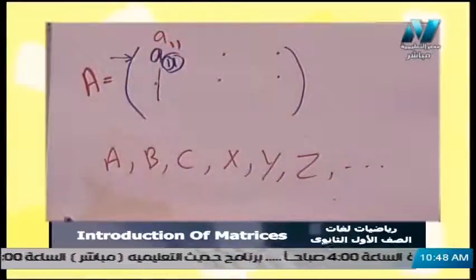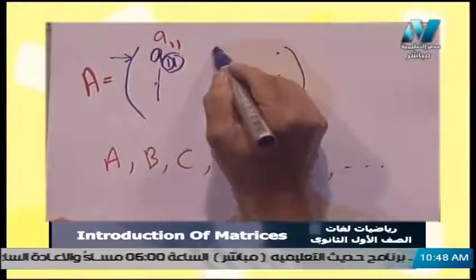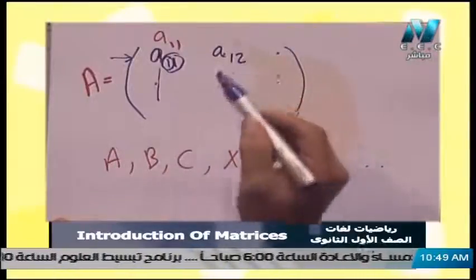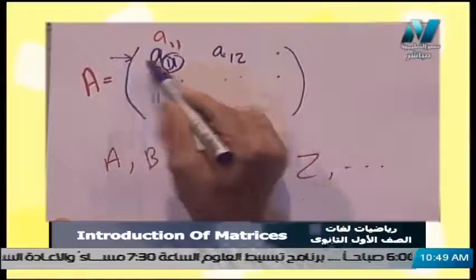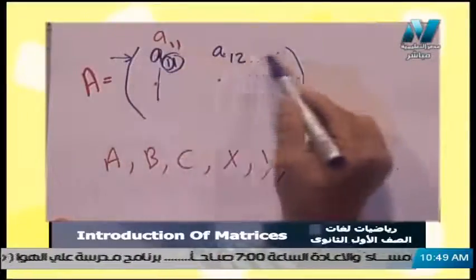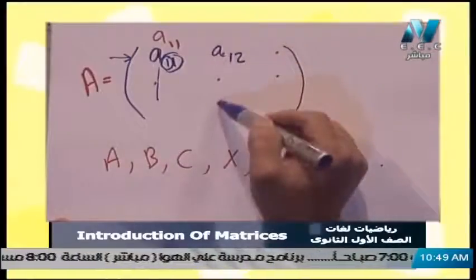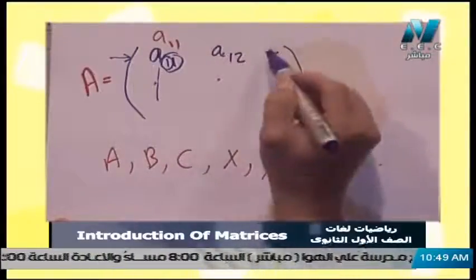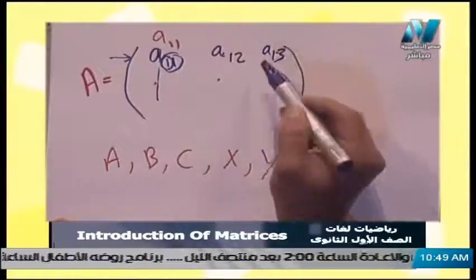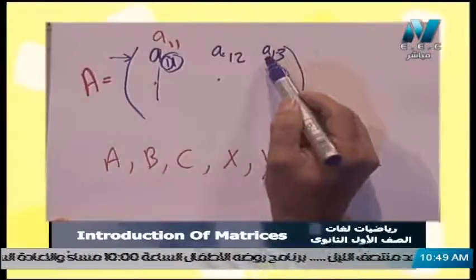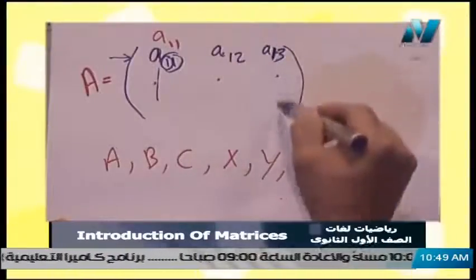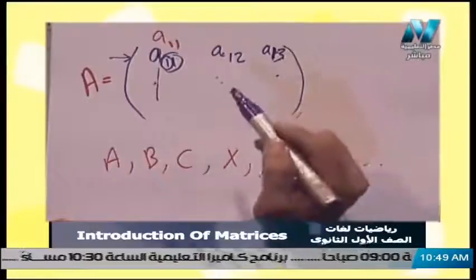And the second element, we called it A12. Why 12? 1 because it lies in the first column, row number 1 and the column number 2. This element will be A13. This element lies in the first row, the row number 1, and third column, the column number 3.